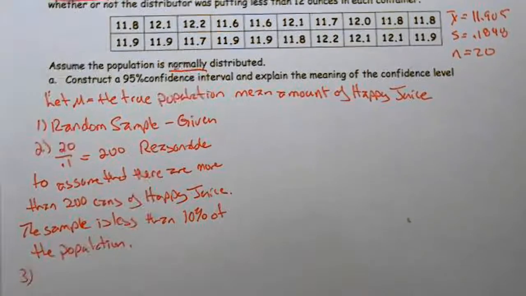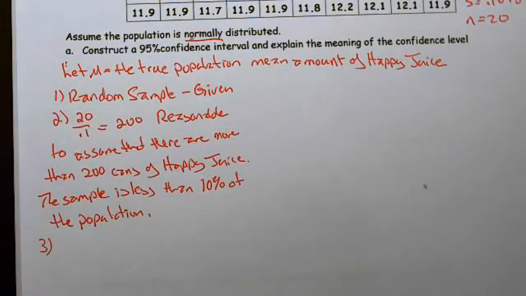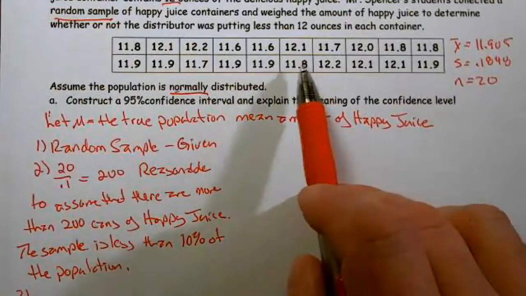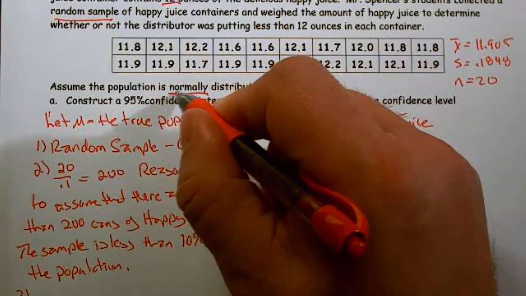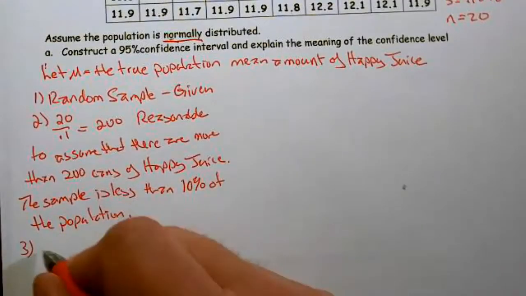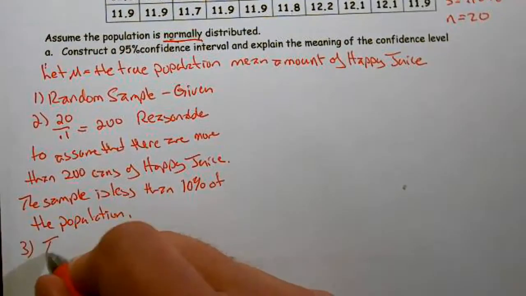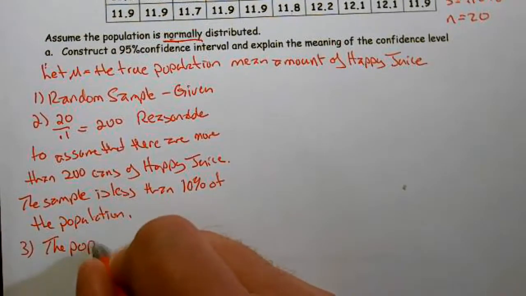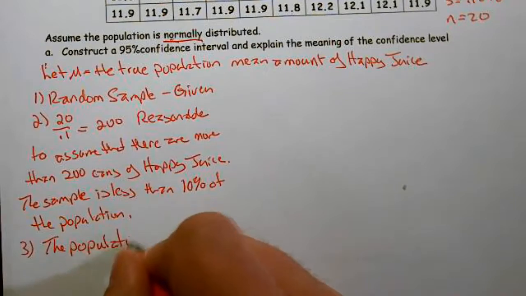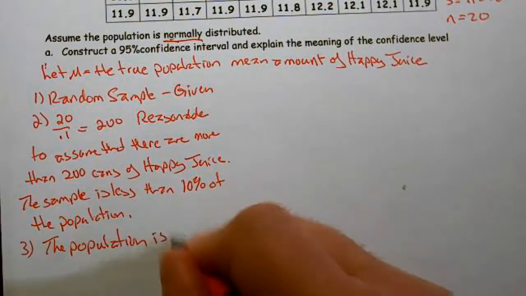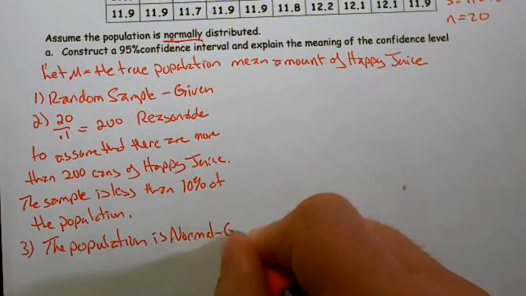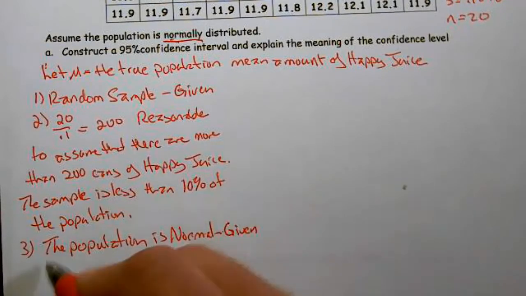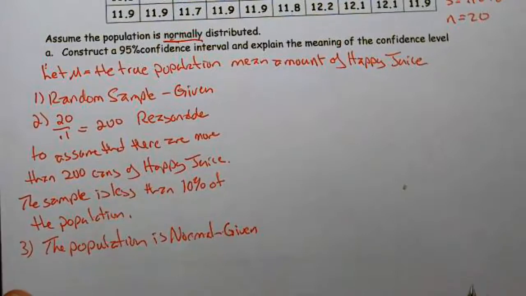The next condition is the normality condition, and they gave us data, so we go, oh gosh, I have to input it. But they were really nice to us. They said the population is normally distributed. So the population is normal. How do we know that? It was given. Take a deep breath, smile, and be happy. All right, maybe you got a little bit of Happy Juice today.